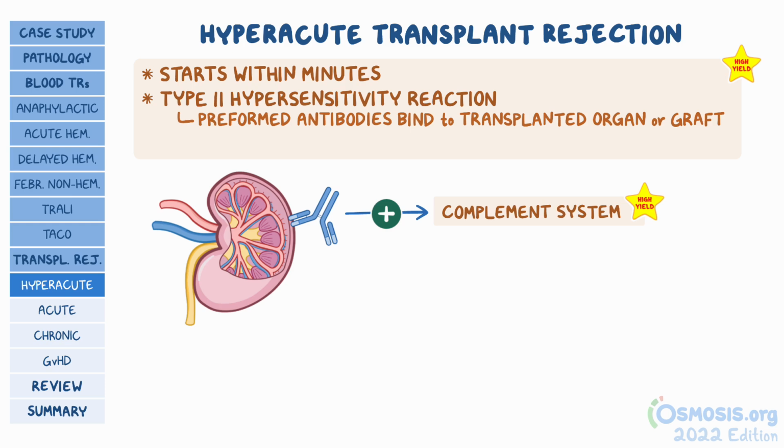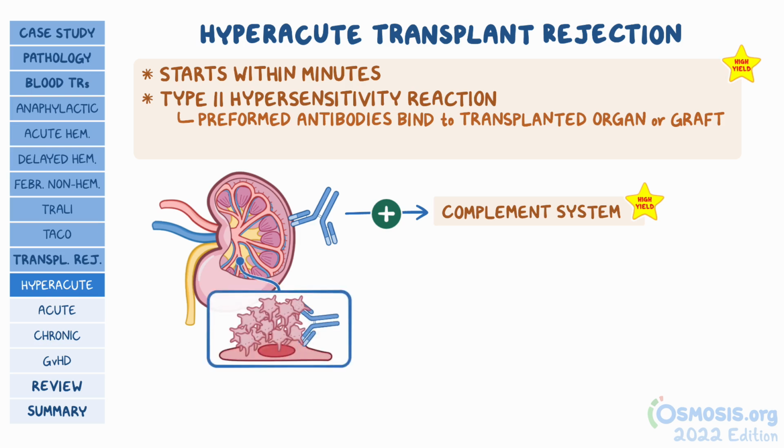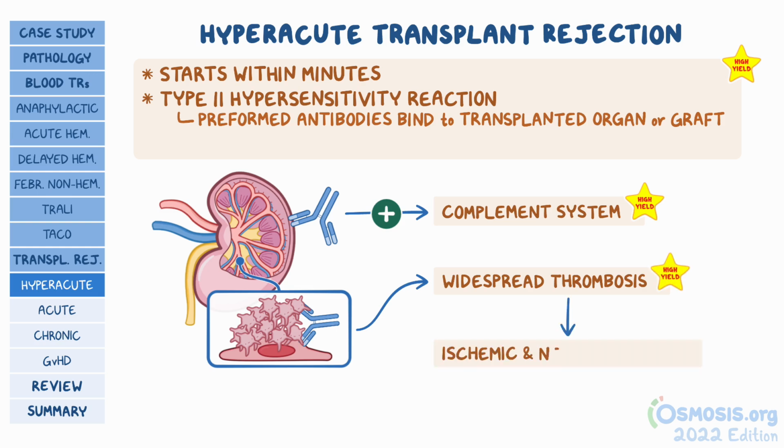In addition, these antibodies also bind to the endothelial cells within the graft's blood vessels, inducing platelet aggregation. This results in widespread thrombosis, or clotting within the graft, which ultimately becomes ischemic and necrotic. Keep in mind that hyperacute transplant rejection can be life-threatening, and the only treatment involves prompt graft removal.